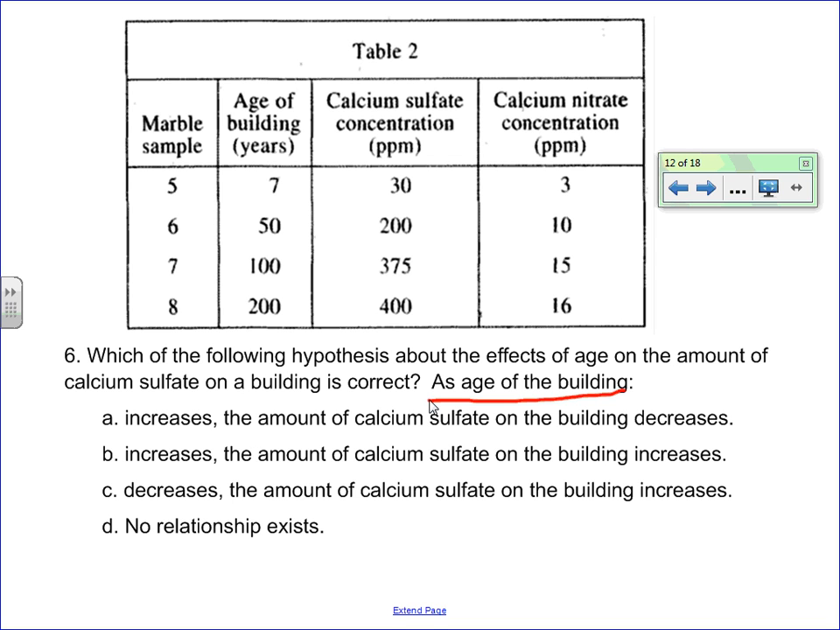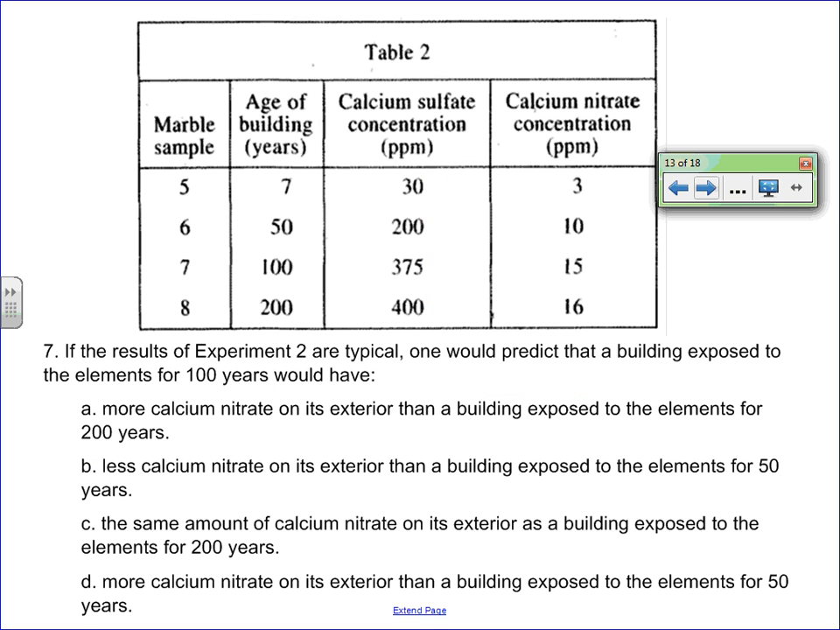Okay, so as age increases, which in this case means we move down the chart, if we look at sulfate and move down the chart as well, we see these numbers are increasing as well. If the results of experiment 2 are typical, one would predict that a building exposed to the elements for 100 years would have, and again, this is another finish-the-sentence, so it's a little bit weird. They force you to start the sentence with a building exposed to the elements for 100 years would have, and which one of these would a 100-year-old building have?